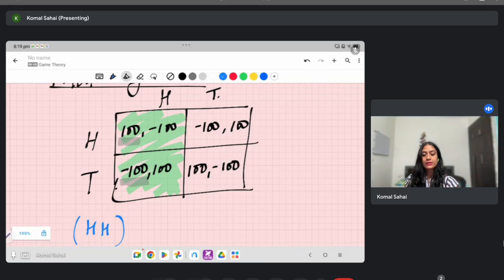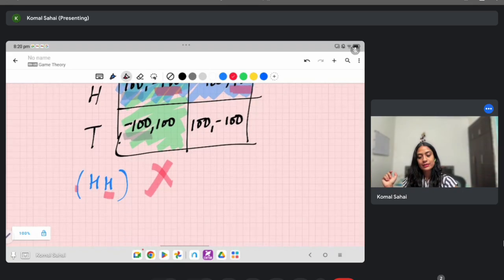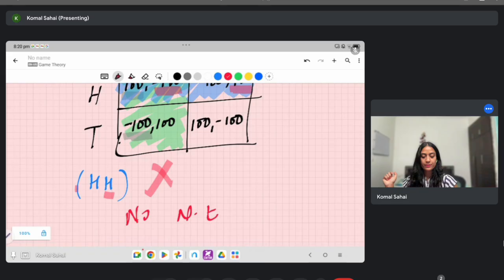So for Anjali, if Rahul is going to go for heads, then sticking with the strategy specified by this action profile, which is H, gives her -100, whereas choosing T gives her 100, okay? So for Anjali this is not stable. And similarly, when you check every combination, you will find that actually there is no Nash equilibrium.